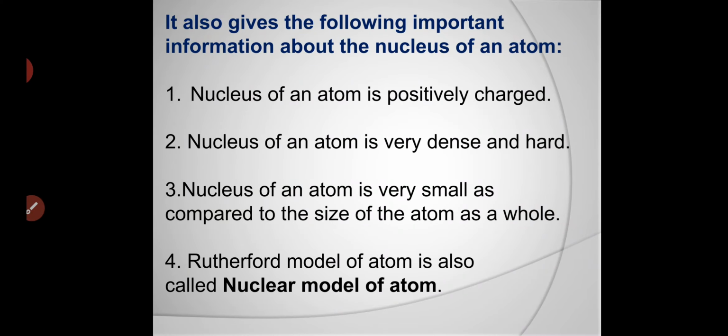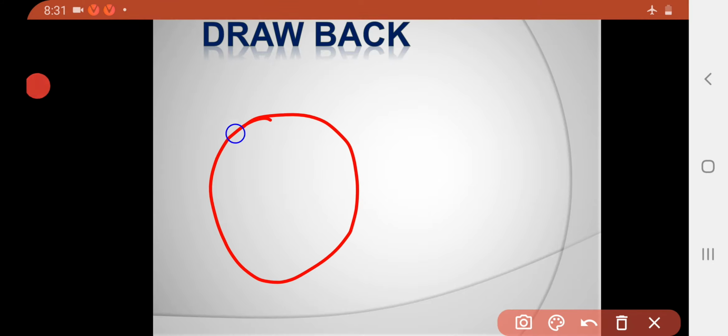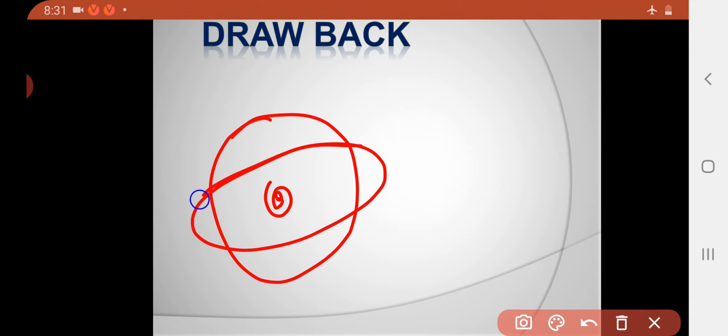The model of an atom is also called the nuclear model of the atom. So why did he give the name nuclear model of the atom? Because he found the nucleus, and he gave the name nuclear model of the atom. Now, the drawbacks. Where did Rutherford's model or theory fail to explain, where was it lacking? So see what happened. Rutherford said that the atom is like this: the nucleus is present at the center and electrons are revolving around it.